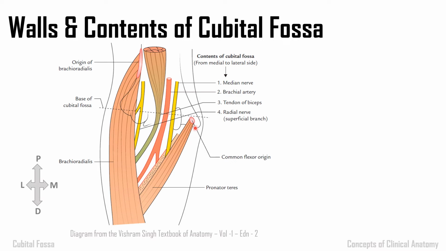Apex is formed by the meeting point or crossing over of this pronator teres and brachioradialis. So this will be the apex. And base is formed by the imaginary line passing from the medial to lateral epicondyle. So this completes the boundary. Okay, so we have seen the roof, medial wall, lateral wall, and the base. Floor, after the content, we will watch the boundaries of the floor.